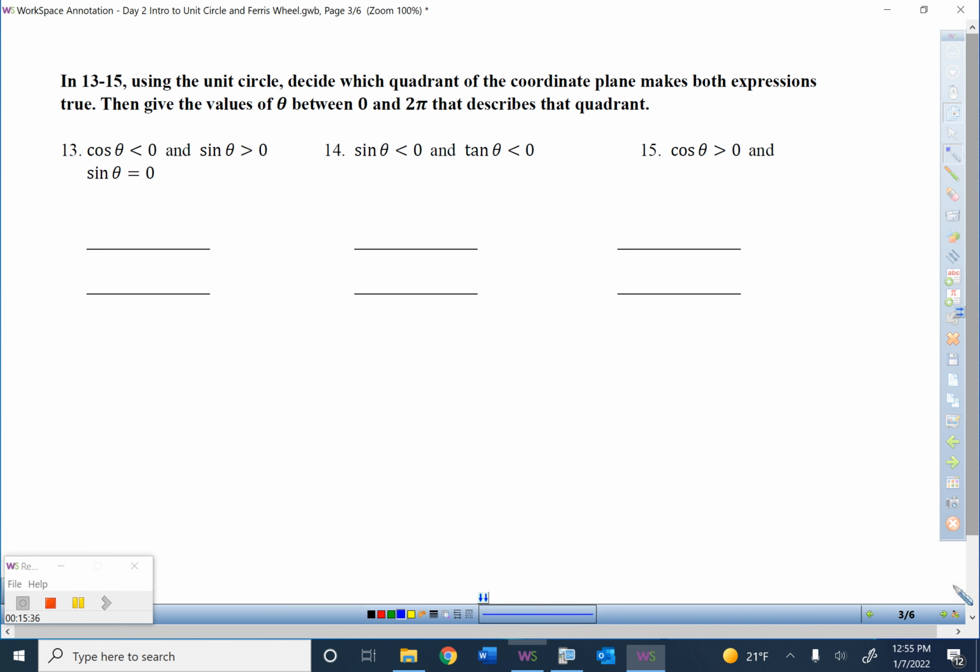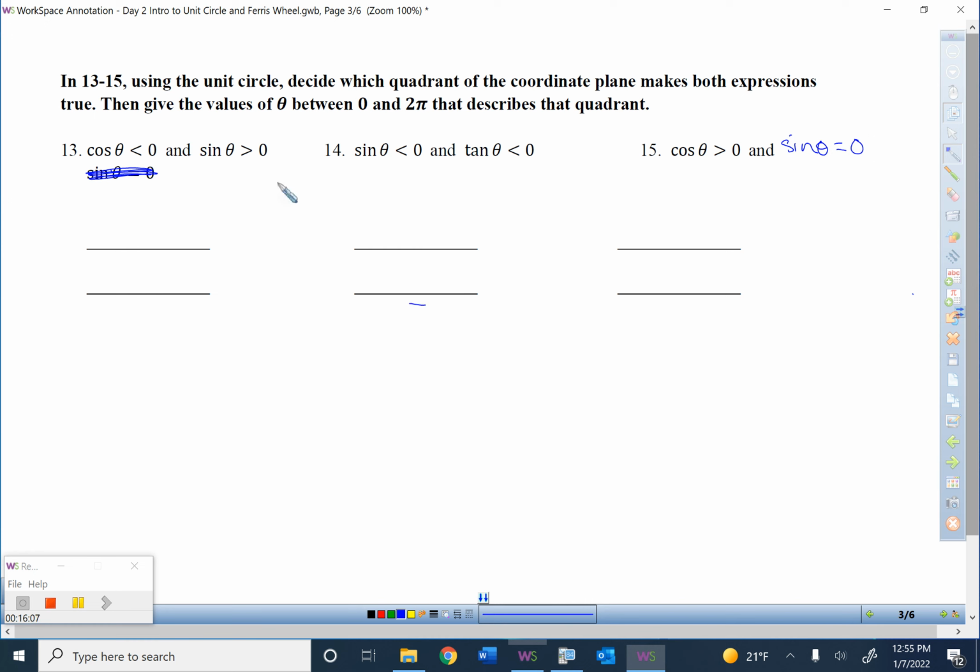Okay, next thing we're going to do is talk in general on sine and cosine, not necessarily specific angles, but how to work kind of backwards here. So it says, using the unit circle, decide which quadrant of the coordinate plane makes both expressions true, and then give the values of theta between 0 and 2 pi that describes that quadrant. So what I want you to do first here is this needs to be moved over here. It got scooted over.